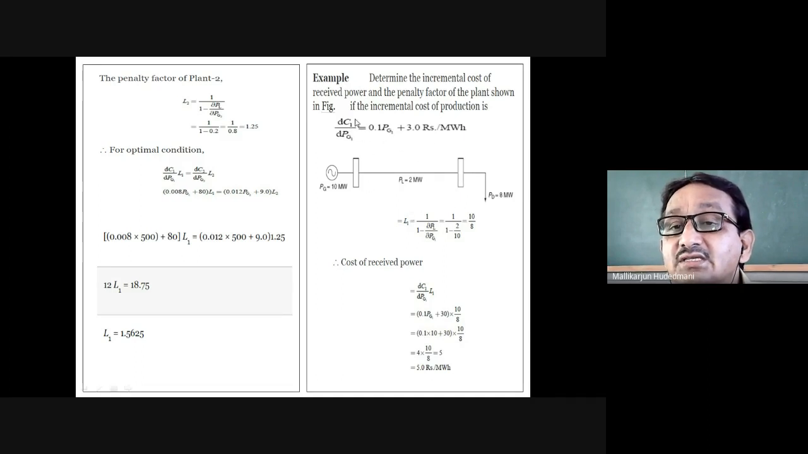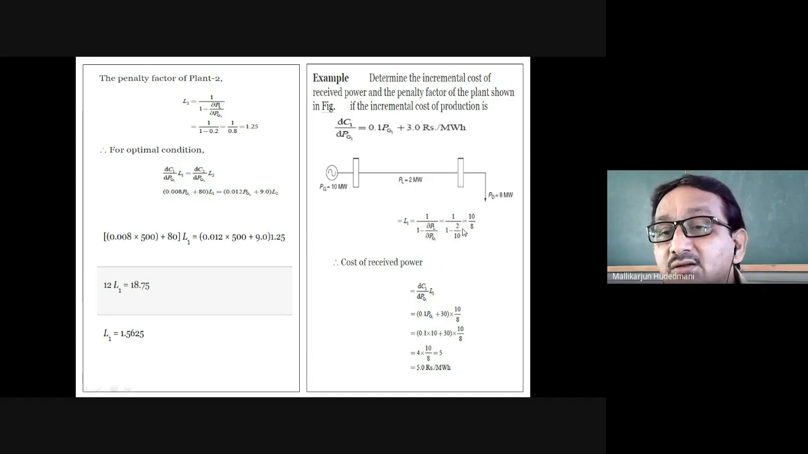It's given as dC1 by dPg1. No doubt, when you have been given dC1 by dPg1, L1 can be obtained very easily: 1 by 1 minus ∂PL by ∂Pg1, which is equal to 1 divided by 1 minus, what is the loss here? 2 divided by, what is the Pg? 10. See here how ∂PL by ∂Pg is done directly numerically. Loss is 2 megawatt. Generation is 10 megawatt. 2 divided by 10 is the ∂PL by ∂Pg ratio.